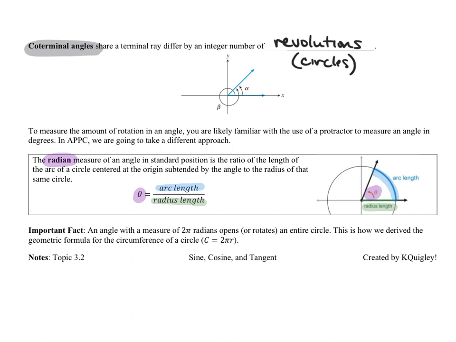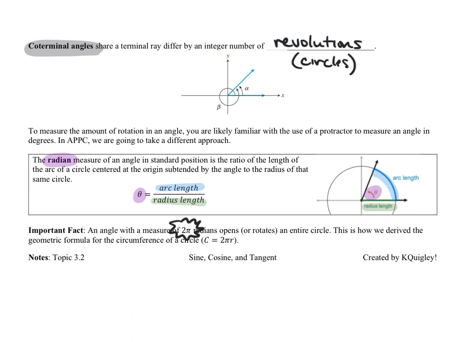So theta, the angle, is the ratio of the arc length, the curved distance, divided by the flat distance of the radius. Instead of measuring 1/360th around a circle, which is a degree, we will be using radians to talk about our angles. Now, fun fact, and we'll be discussing all of these measurements over and over again all unit, but an angle with a measure of 2 pi radians, we need to remember this so much. An angle with a measure of 2 pi radians opens or rotates an entire circle.